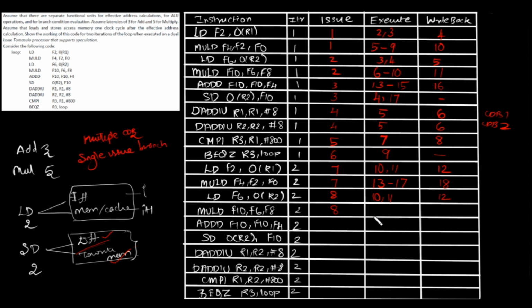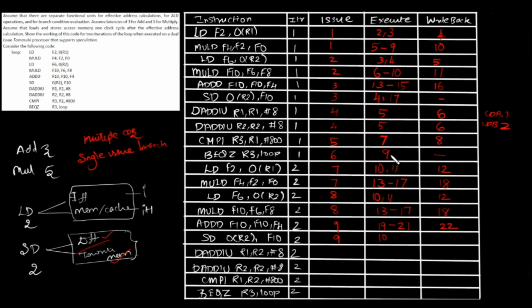Now if there is a single CDB, we will see how to change that. So it will write back at 12, and it will start its execution at 13, and it will perform till 17, and it will be available at 18. F10 and F4 are both available at 18, hence we will issue both this add and store. This add can start at 19, which will perform till 21, and write back at 22, and this store can perform its effective address calculation at 10 immediately.